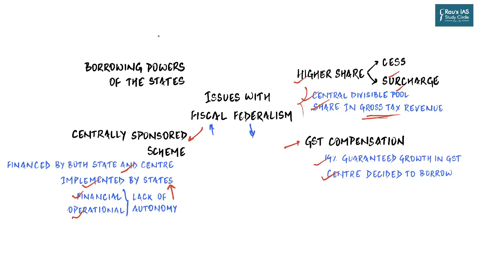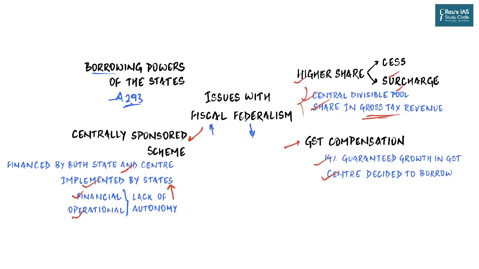Then one of the most important issues which center-state relations face is related to Article 293, which deals with the borrowing power of the states. We know that states are allowed to raise loans from the center or from the market. However, a state cannot raise a public loan without the consent of the center if there is still an outstanding on any part of a loan. So, for example, if state governments have borrowed from the center and have not repaid, they will have to take the permission of the central government to borrow further from the market.